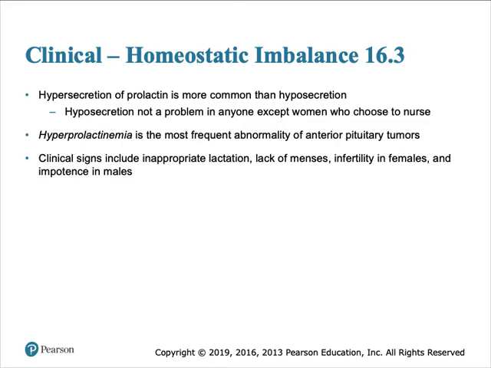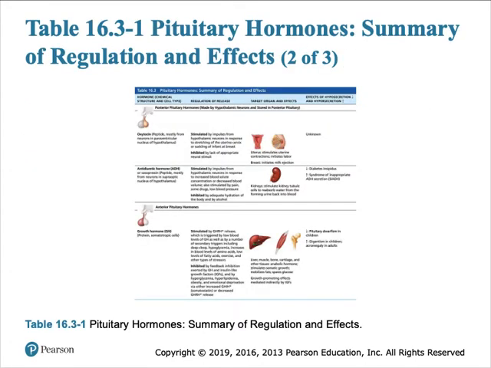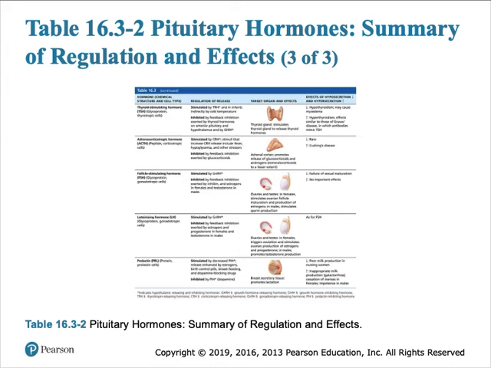And clinical signs usually are problems with lactation, lack of menses, so not having a menstrual cycle, infertility in females, and then in males sometimes also impotence. So there's some other effects there with prolactin. And so again, here's that same chart showing anterior versus posterior pituitary and what happens with the hormones they produce. And there's a second page.